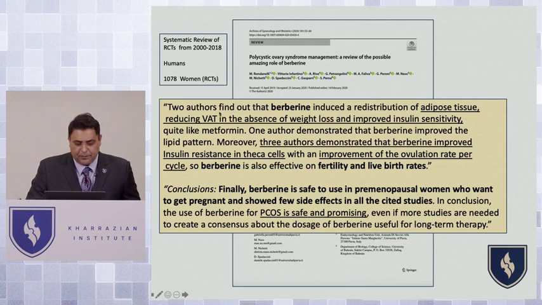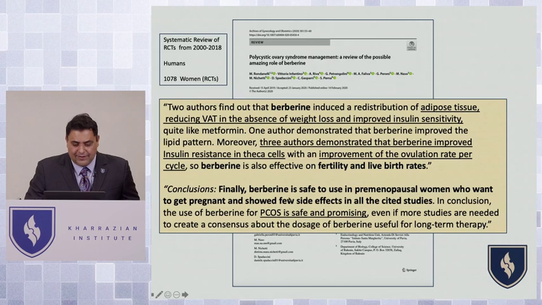Here's what they found. Two authors found out that berberine induced the redistribution of adipose tissue, reducing that in the absence of weight loss and improved insulin sensitivity. One author demonstrated that berberine improved the lipid patterns. Moreover, three authors demonstrated that berberine improved insulin resistance to thecal cells. This is where PCOS takes place. With the improvement of ovulation rate per cycle. So berberine is effective for fertility and live birth rates. Again, these are randomized clinical trials in humans.